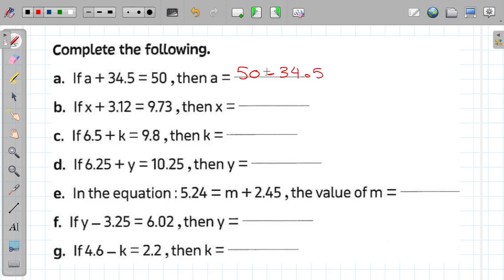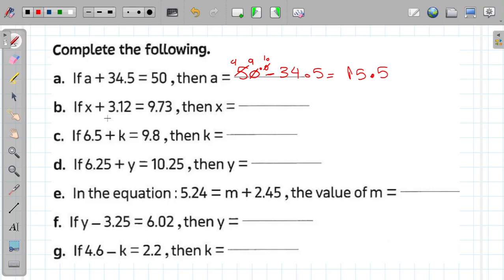Okay, so I will add just 1 point and 0, and I will say 0 minus 5, it can't be, so I will borrow from 5, it becomes 4, 0 becomes 9, and 0 becomes 10. 10 minus 5 equals 5, 9 minus 4 equals 5, and 4 minus 3 equals 1, and I will write the decimal point at its place, so it will be 15.5, and this is the value of a.